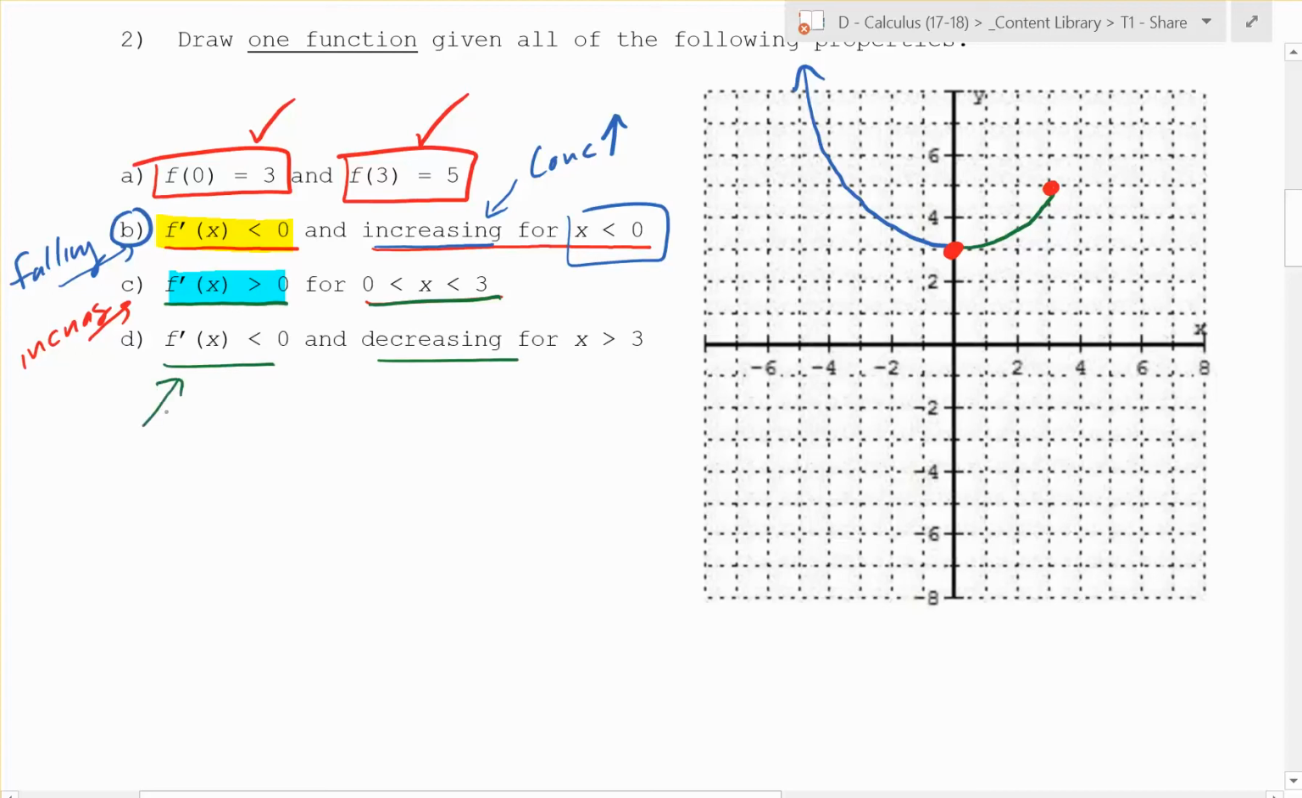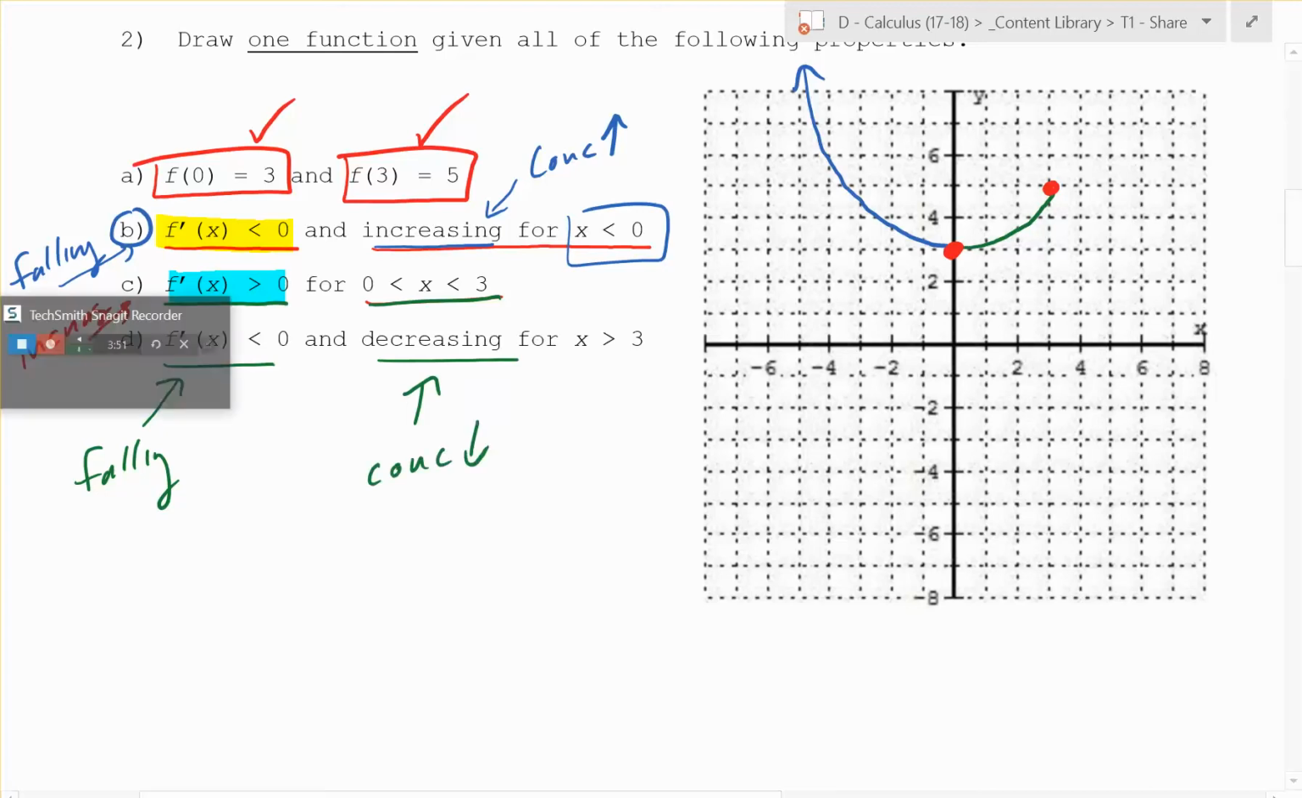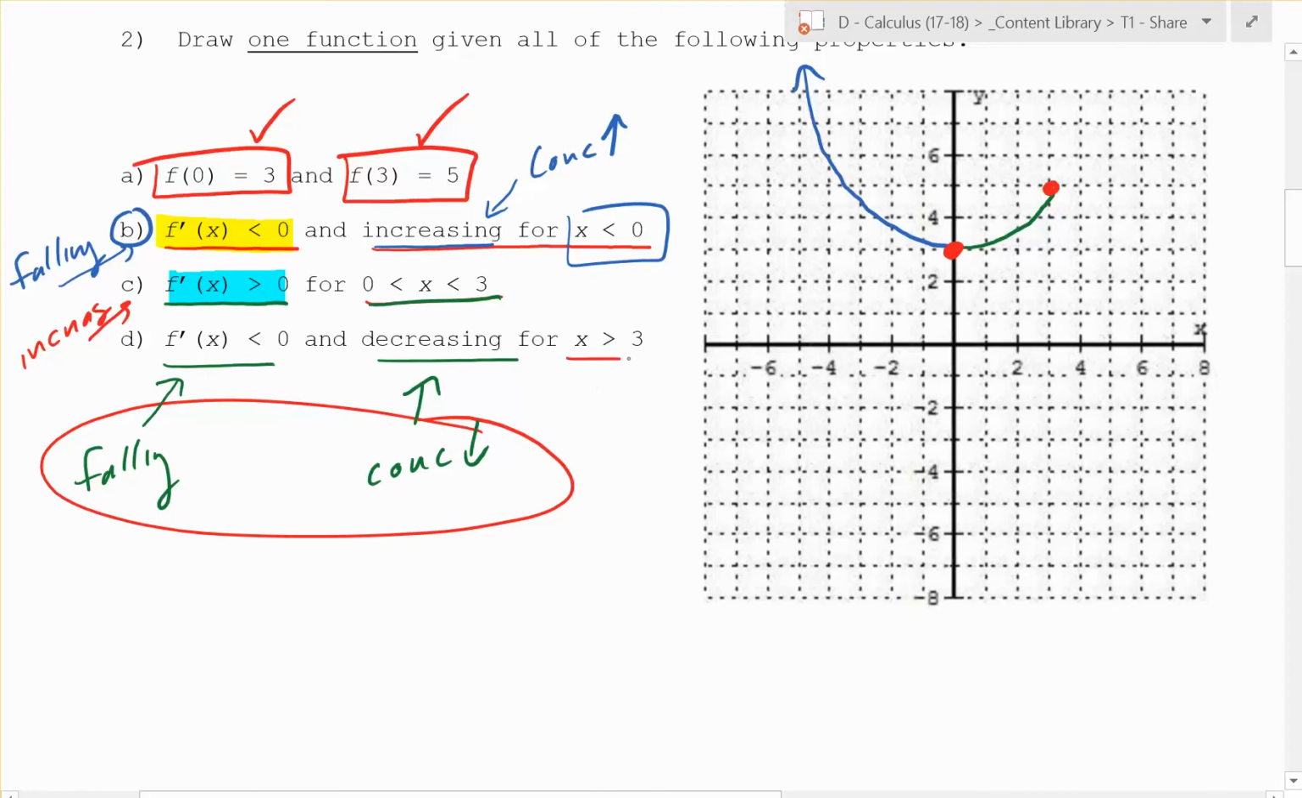And then it says that f prime of x is less than 0 and decreasing. So if f prime of x is decreasing, the function is falling, and decreasing means it's going to be concave down. So I'll use red for these things. So for x greater than 3, we know the function has to be falling and concave down. So it's kind of going to look like this.